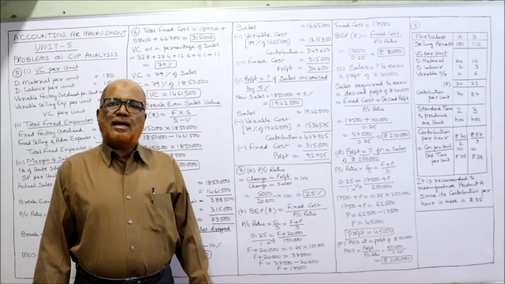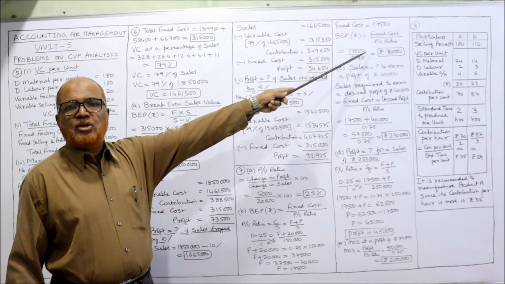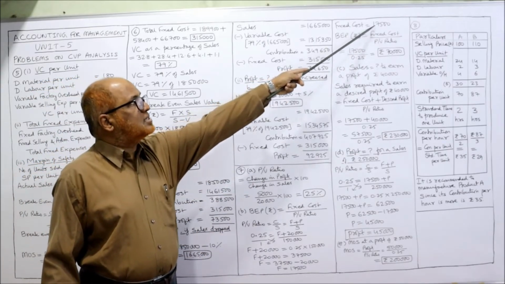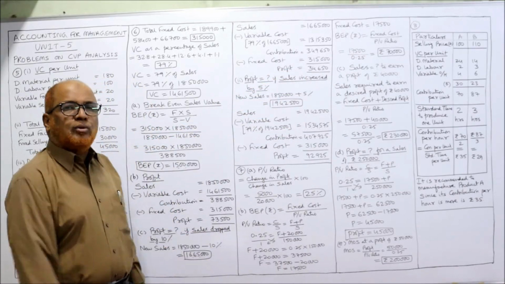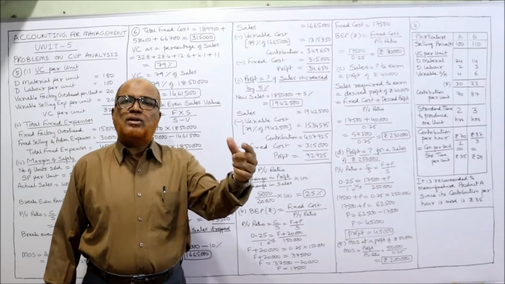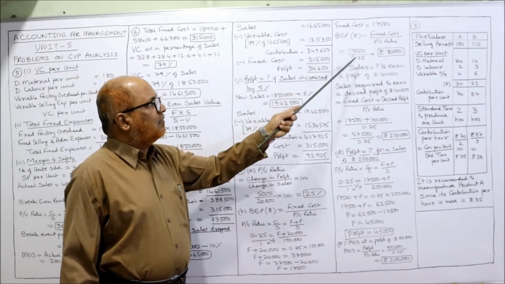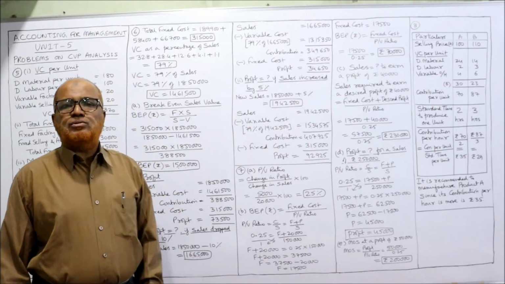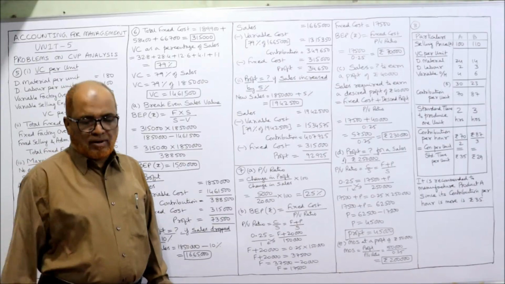Now easily we can calculate the BEP. The BEP formula, fixed cost by PV ratio. Fixed cost just now you got 17,500 and PV ratio already we have calculated 25% or 0.25. 17,500 divided by 0.25, 70,000. That's all. Break-even point we got. The two bits we have completed.